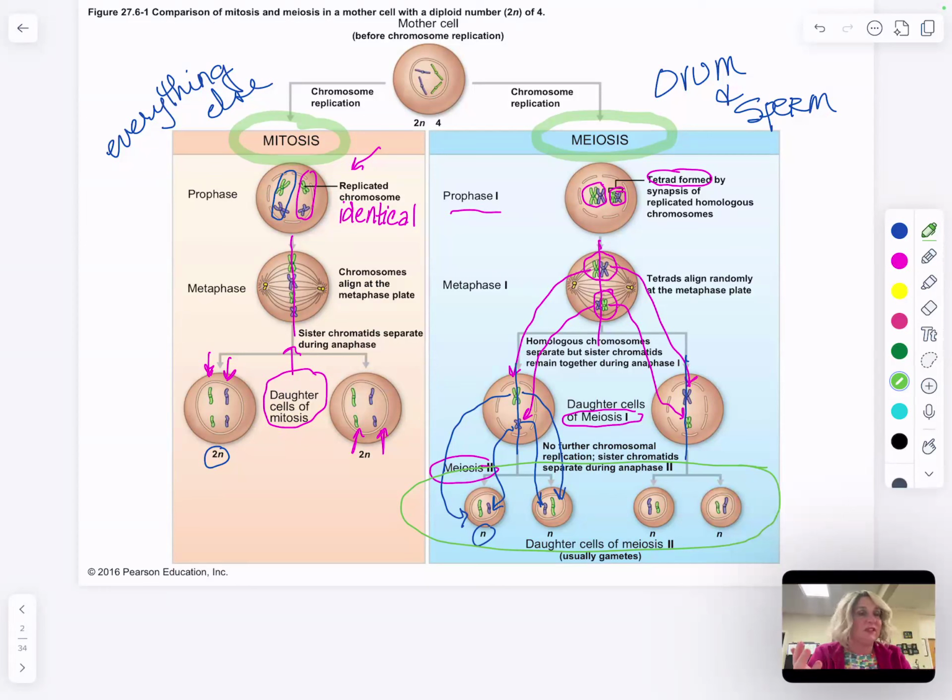And that's why you can't predict what child is going to be like, what hair color, eye color, a whole bit, because every single one of these sperm are different. And same with the eggs.